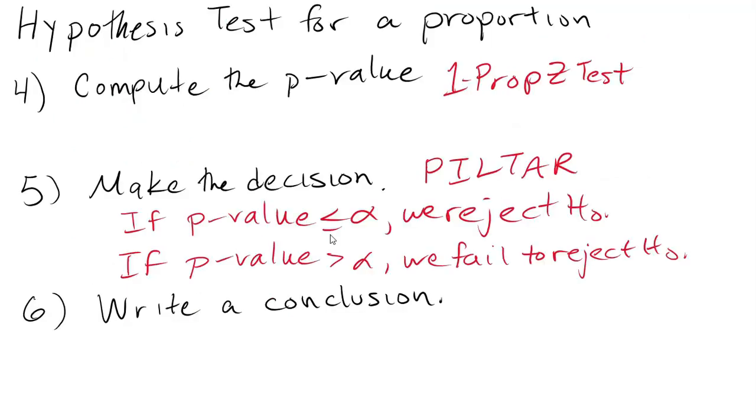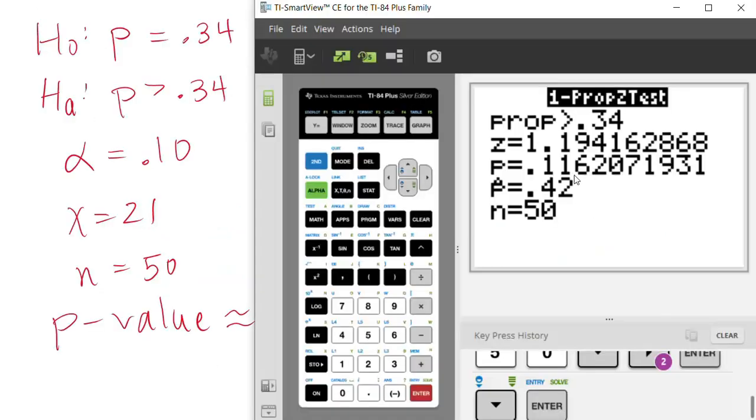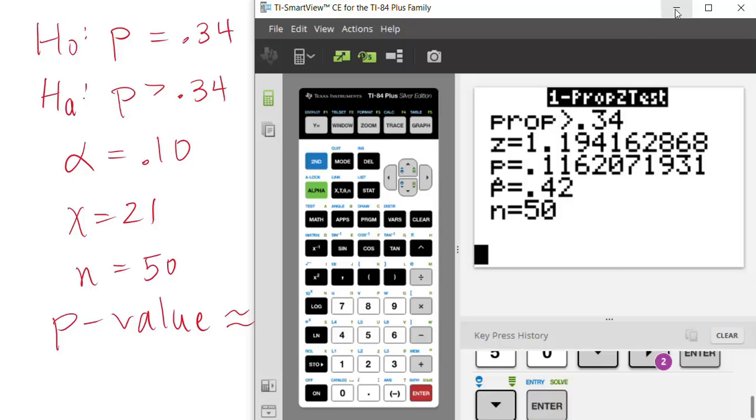If the p-value is less than or equal to alpha, we reject the null hypothesis, and if the p-value is greater than alpha, we fail to reject the null hypothesis. Notice that I didn't round our p-value down to 10%. You could round this to 0.1. That would make it look like it's equal, but it's not actually equal.